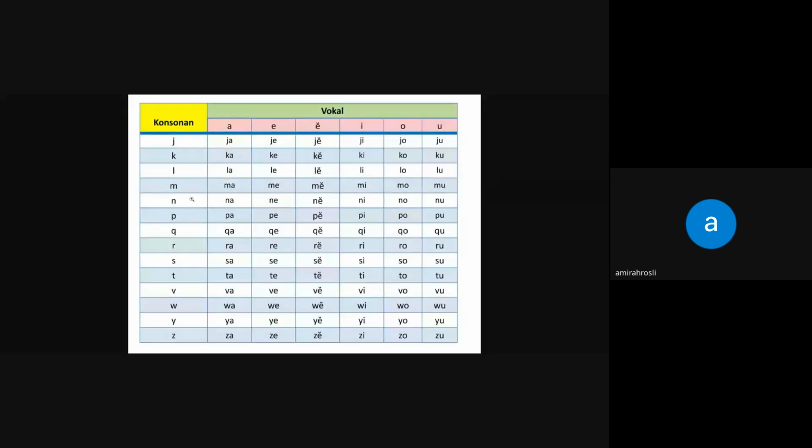Now let's look at the next one. We have the consonants and the same vowels, so the rules are similar. You just have to pronounce the consonant literally and combine it with the sound of the vowel. So we have ja, je, ji, jo, ju, ka, ke, ki, ko, ku, ra, re, ri, ro, ru, and then za, ze, zi, zo, zu.